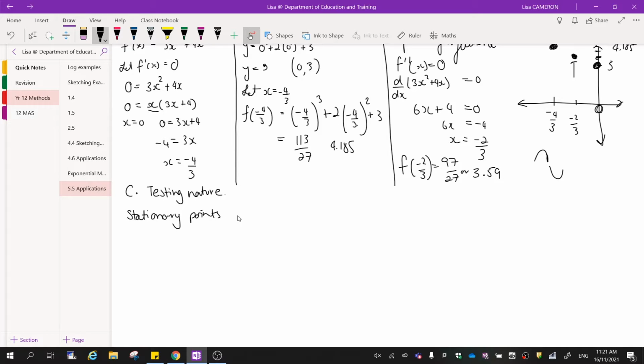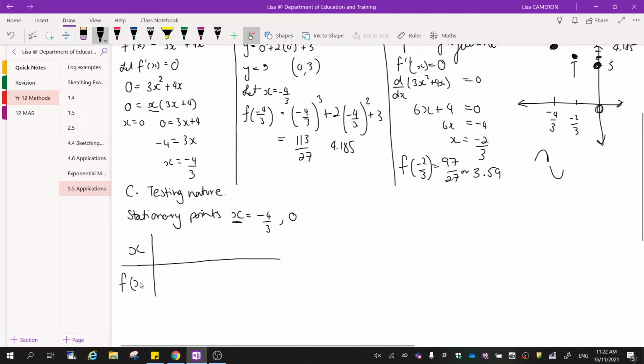Now, we determined the stationary point, and we just want the x coordinate of it. So stationary points exist at x equals negative 4 on 3 and 0. We're going to take these two values and pick values either side of them. Here I'm going to have the x component, and here the x dash component. I'm going to pick one this side of it, one that side of it, and then I'm going to have 0.